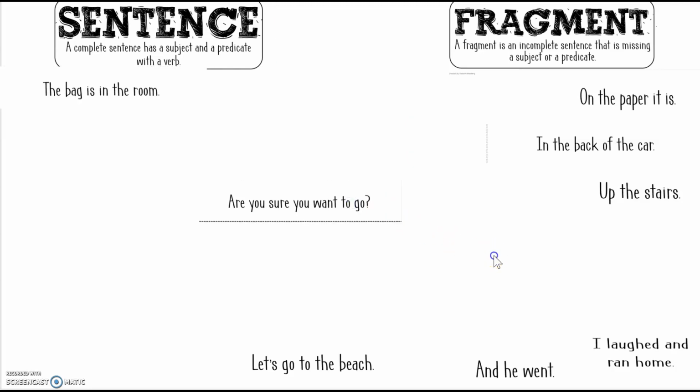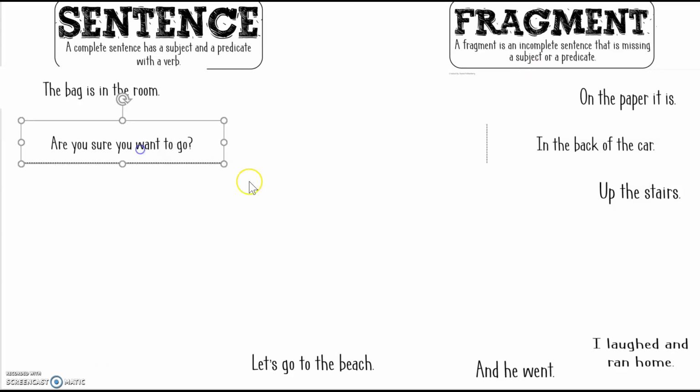Are you sure you want to go? Well, that's a group of words. But, oh wait, is it a sentence that ends with a question mark? Yes, it is. We've already talked about different types of sentences, and we know that questions are a type of sentence. Are you sure you want to go? Does that make sense? Yeah, that does make sense. It's asking me if I'm sure I want to go. So we're going to put it over here because it is indeed a sentence.